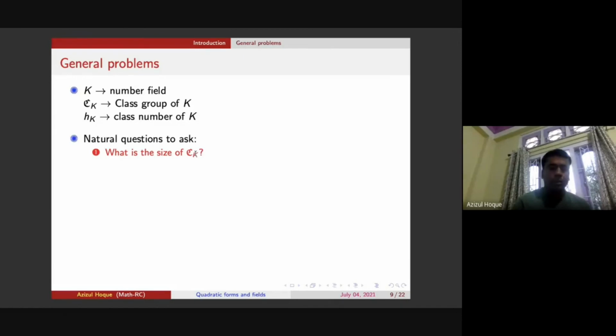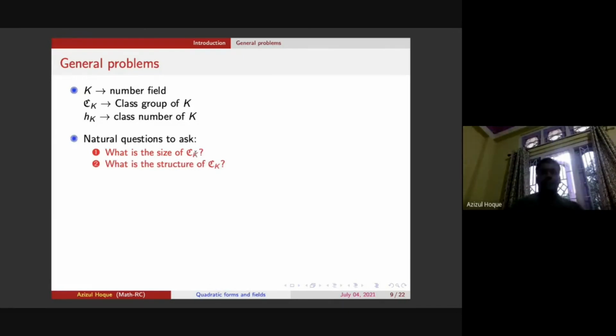Similarly, another question is, what is the structure of this CK? Since this CK is an abelian group, you can talk about the structure of this one. So for example, how many copies of Z mod pZ will there be for some given prime?